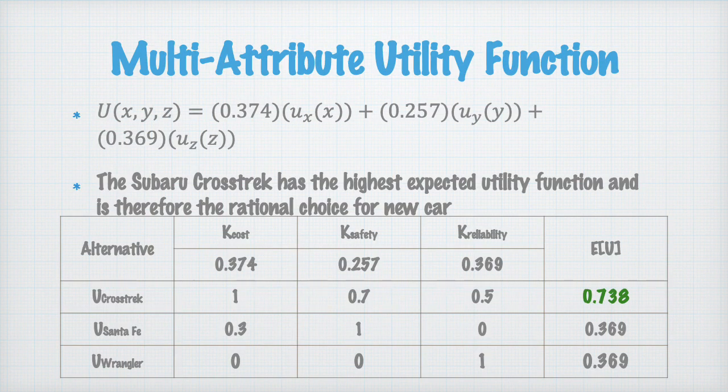The final step is to take our multi-attribute utility function and apply the various utility values that were determined earlier in this presentation into our composite utility function with the associated weights that we calculated on the previous chart. The results here are shown in the table on the bottom, and we can see that the highest expected utility is for the Crosstrek, meaning that the Subaru Crosstrek is the rational choice for purchasing of a new family vehicle.